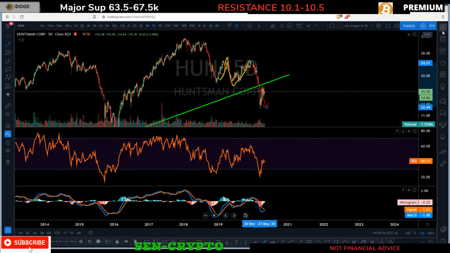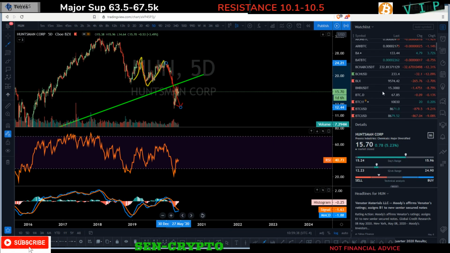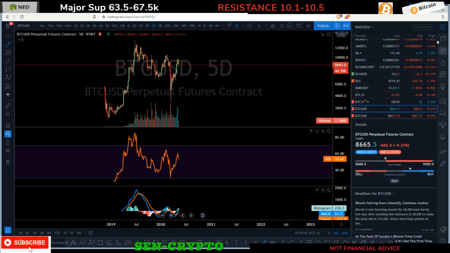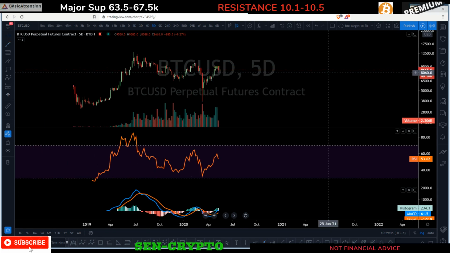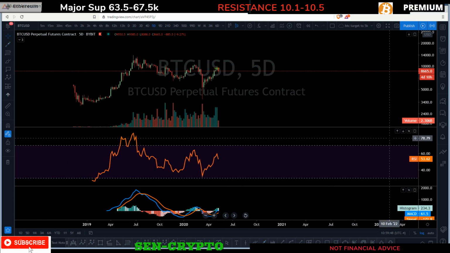So we could be anticipating some further sell-off from BTC, regardless of what type of volume we're going to be getting within the next few weeks, at least for the short term.